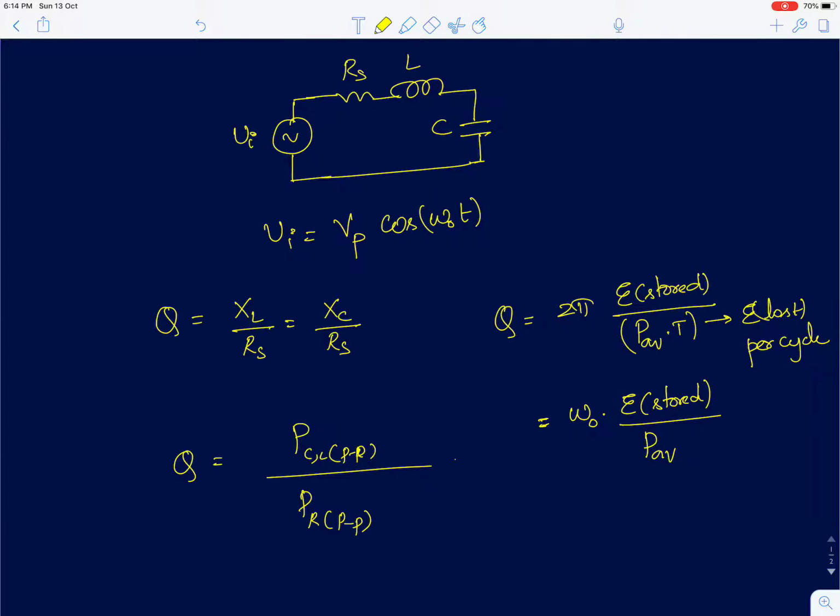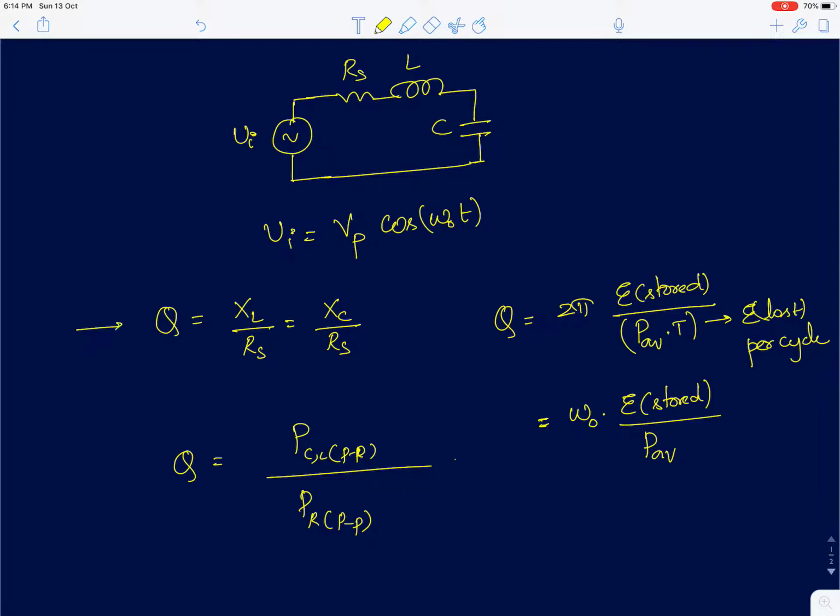Hi everyone. In this lecture, we'll discuss the Q of the series RLC circuit. There are several definitions of Q that we have been using so far when we spoke about parallel RLC circuits or lossy capacitors and inductors. Here are several definitions of Q which I've written here. We'll go one by one and try to find Q for a series RLC circuit.